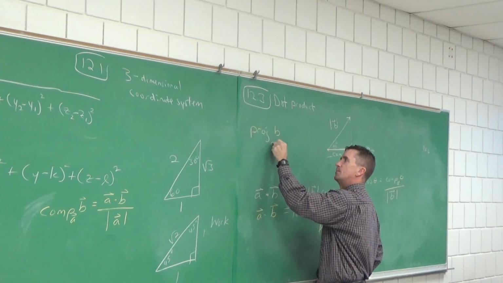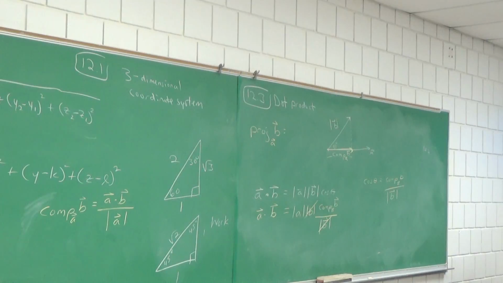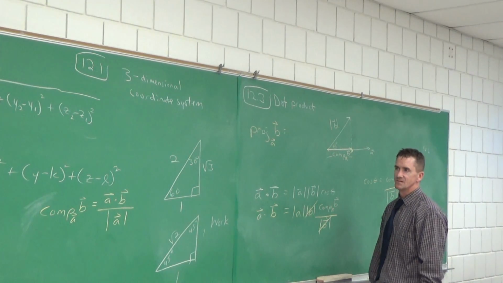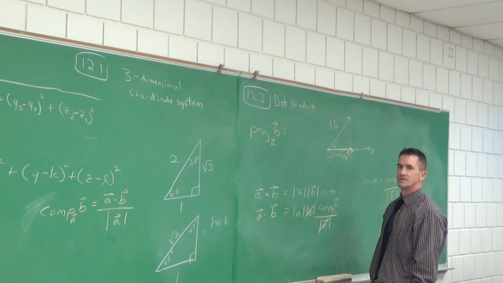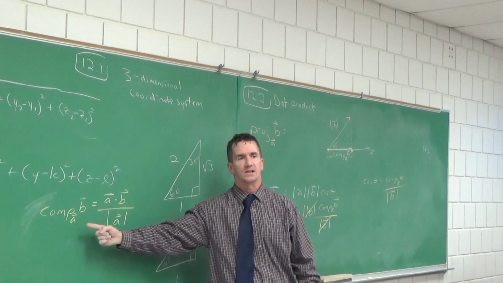Projection of B onto A. That's the notation. But I want you to help me invent this. All we need is that. Cool? Hey, do you all agree? Doesn't this basically represent the length of the vector?